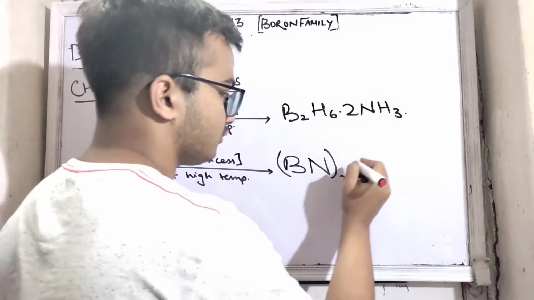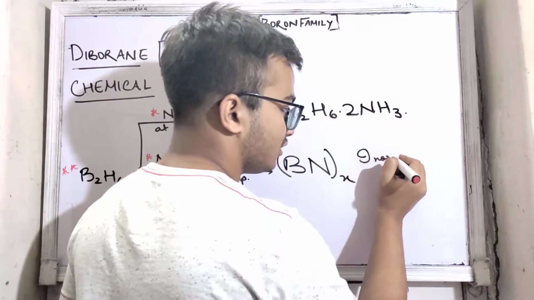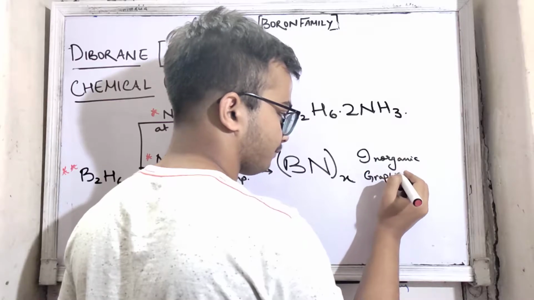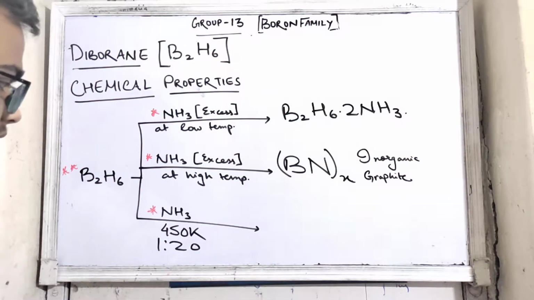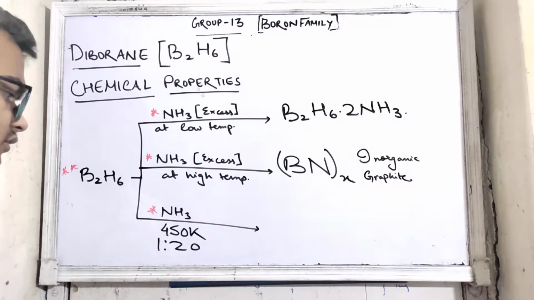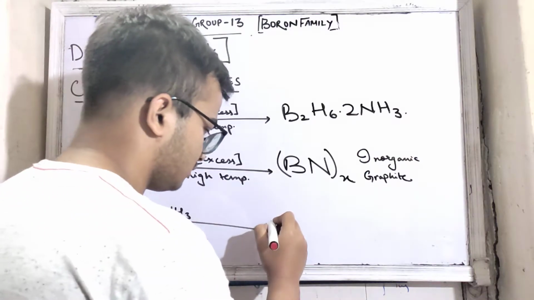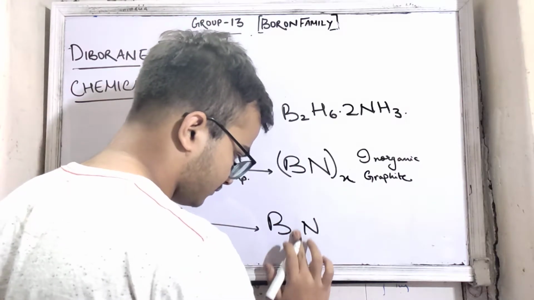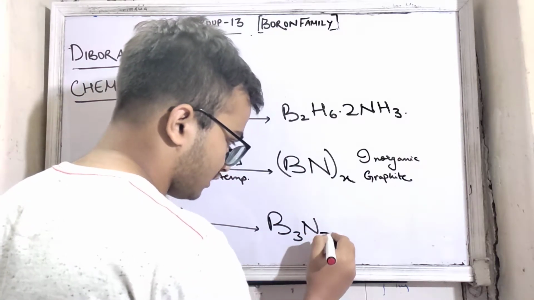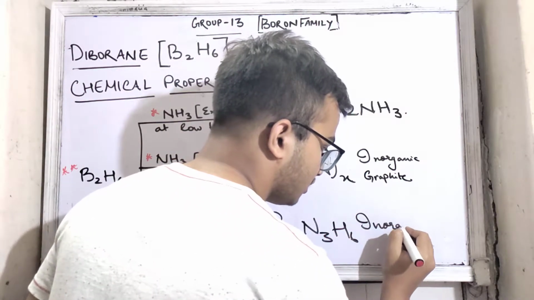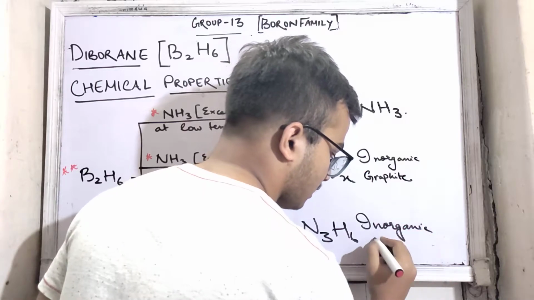Next you have NH3 in excess, but at high temperature you get BN. This is called inorganic graphite. Here you have NH3, the temperature is 450 Kelvin in the ratio 1:20. Now here what you get is B3N3H6. This is inorganic benzene.